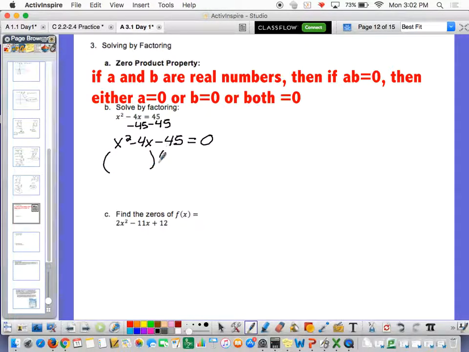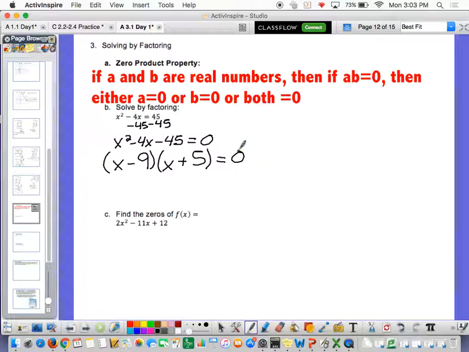I always start by drawing my two parentheses, my x and my x. Two numbers that multiply to negative 45 but add to negative 4. Spoiler alert, that's 9 and 5, and I think it's a negative 9 and a plus 5. Yeah, that sounds right.